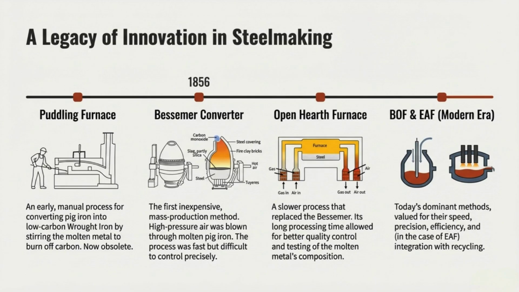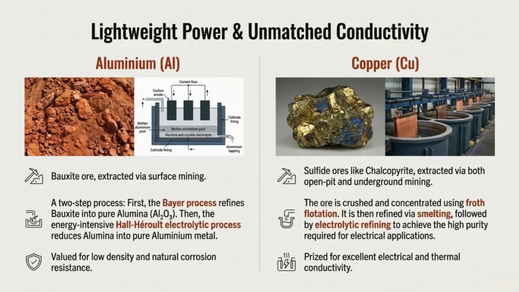This creates a never-ending ribbon of steel that is then cut into specific lengths called billets, blooms, or slabs. While iron and steel are made through heat and chemical reduction in a furnace, our 2 most important non-ferrous metals, aluminium and copper, require much more specialized journeys.